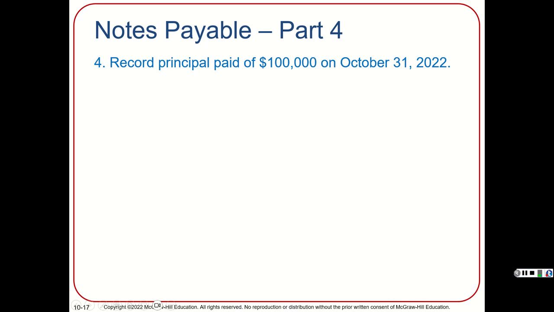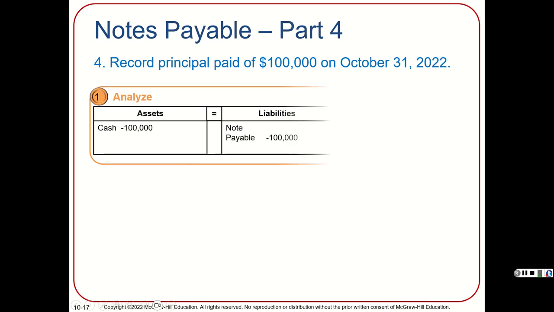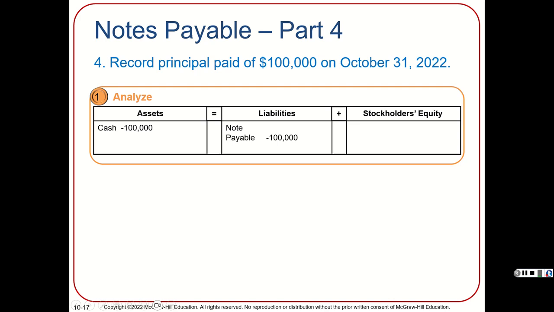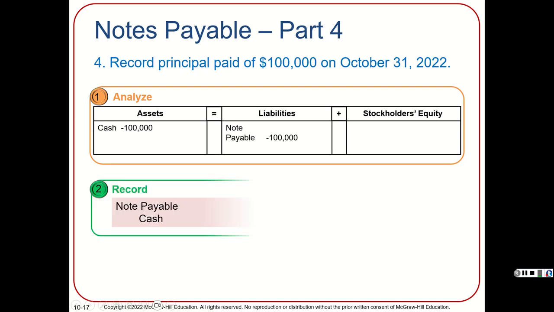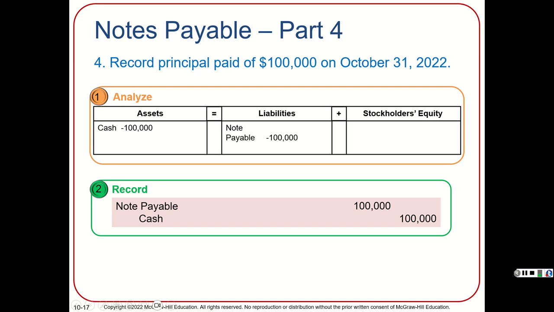And then we need to record the principal because we're paying the principal as well as the interest. Our cash is $100,000. The note payable goes down to 0. Our note payable decreases and our cash decreases.